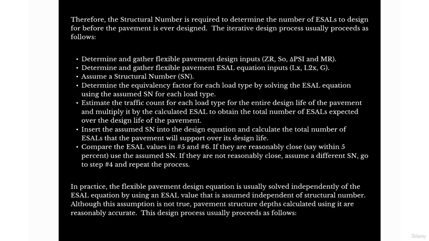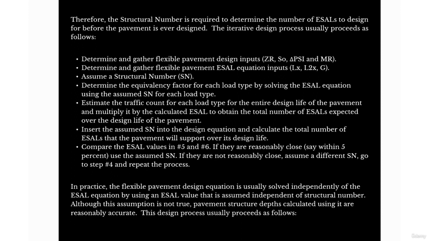You determine and gather the flexible pavement design inputs. So you determine your ZR, your SO, your change in PSI, and your MR. Determine and gather the flexible pavement ESAL equation inputs, so your LX, your LX2, and your G. Assume the structural number. Determine the equivalency factor for each load type and solve the ESAL equation using the assumed SN for each load. Estimate the traffic count for each load type and for the entire design life of the pavement, and multiply it by the calculated ESAL to obtain the total number of ESALs expected over the design life of the pavement.